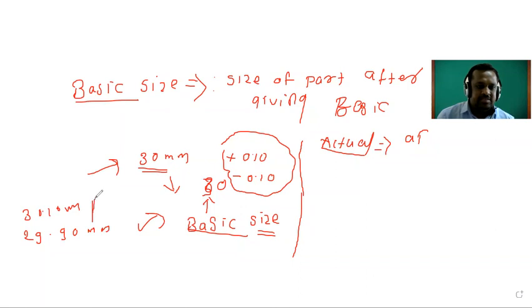In between this range, suppose our shaft is manufactured, whether that component will be acceptable or rejectable. In this range it will be acceptable, because they have given the range here. In between this range, you have to manufacture any component, and that component will be acceptable.